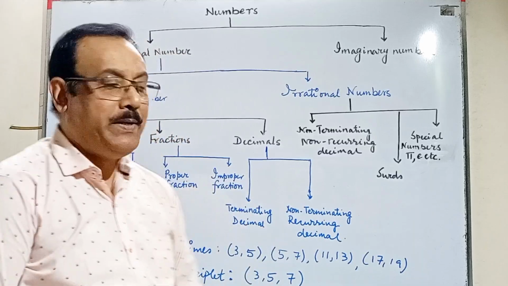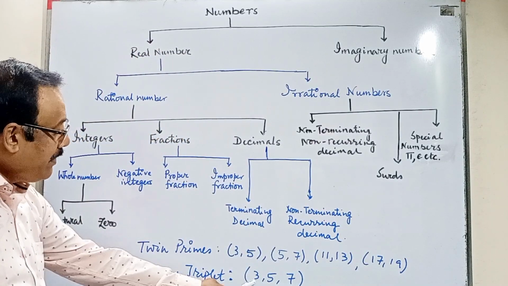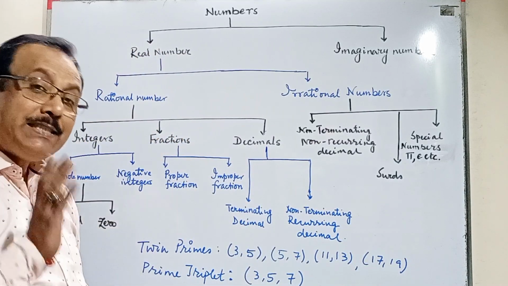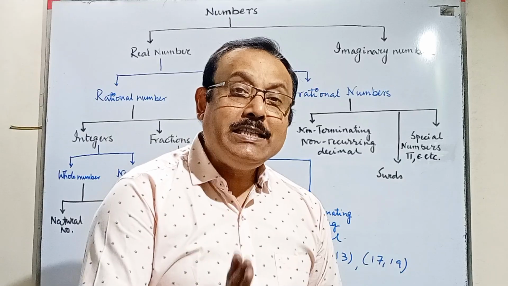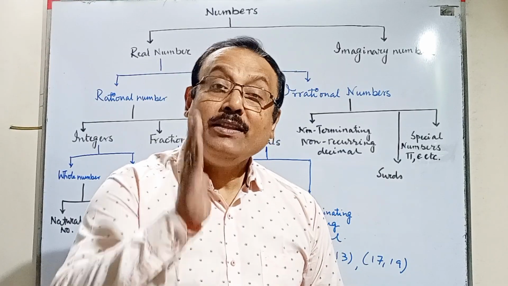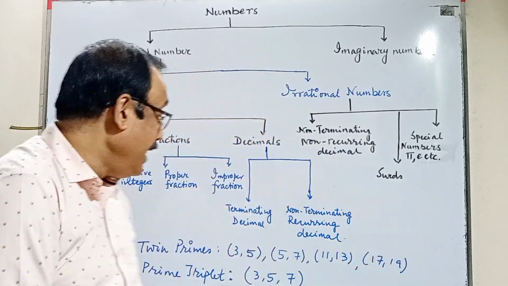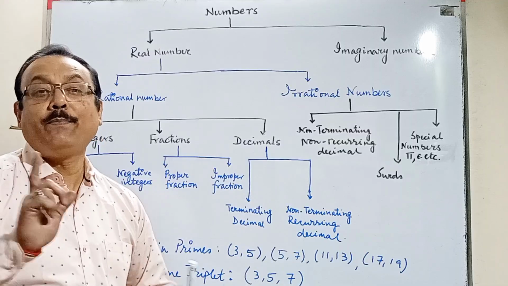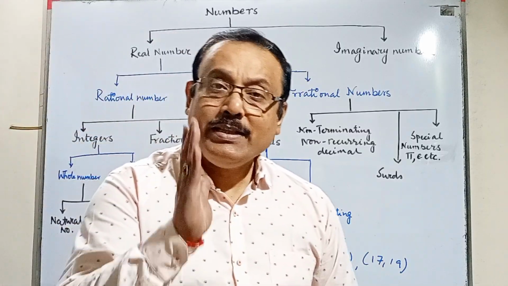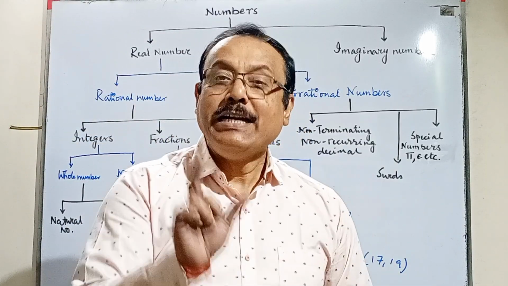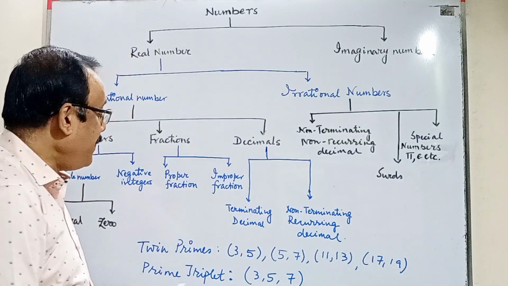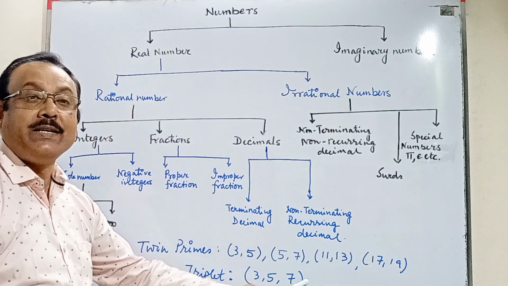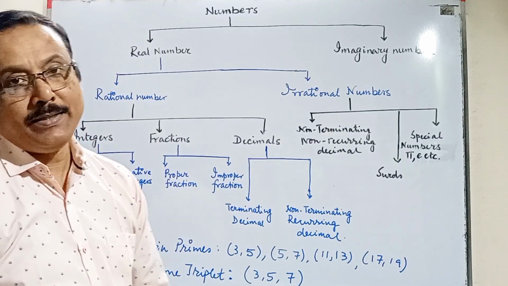Now what is a prime triplet? I have given an example, 3, 5, 7. A set of 3 consecutive prime numbers differing by 2 is called a prime triplet. The example we have taken, 3, 5, 7, is an example of a prime triplet.